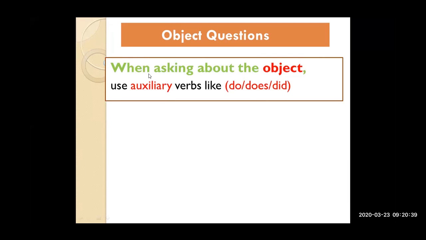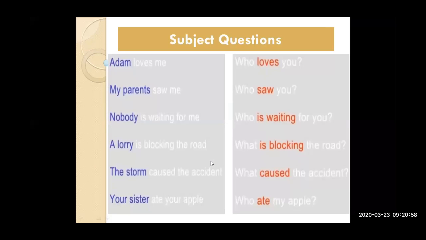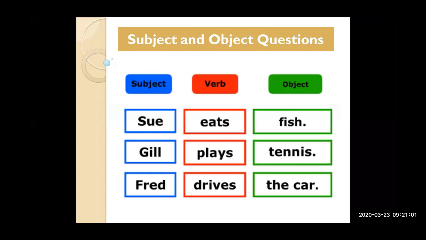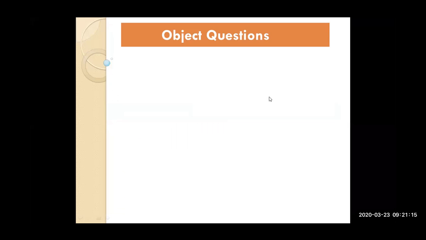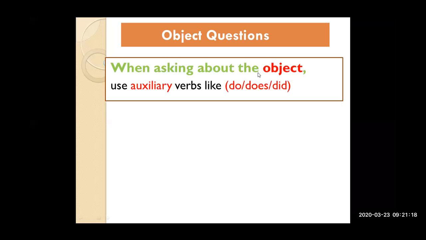Please pay attention. When asking about the object, use auxiliary verbs like do, does, or did. Regarding the subject, we didn't use them, but now we ask about the object. Object, what comes after the verb? I'm going to show again what the object is. The object comes after the verb or after the preposition. When asking about the object, use auxiliary verbs like do, does, or did.